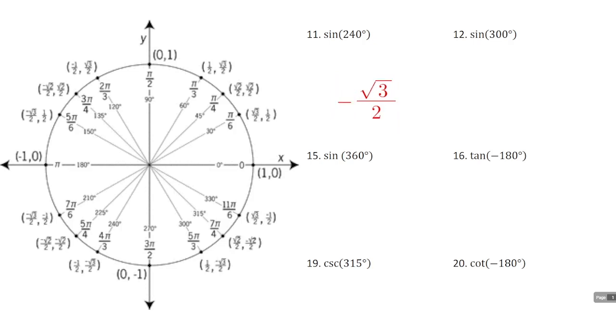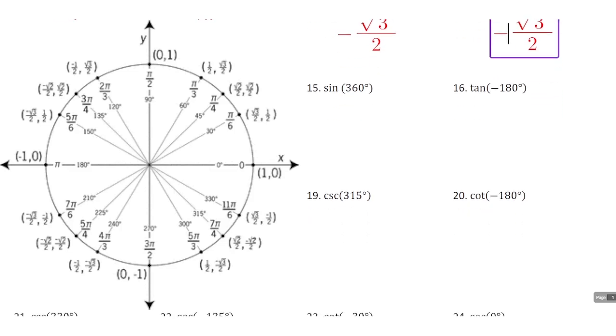Sine of 300 degrees. 300 degrees is in that fourth quadrant, and the y-coordinate at that 300 degree mark is negative root 3 over 2. So we actually, surprisingly, get the exact same answer as we got for number 11. Maybe not that surprising, but it is kind of interesting.